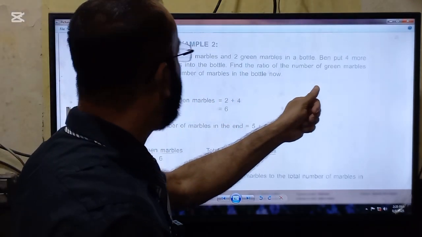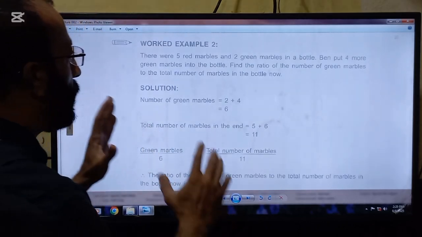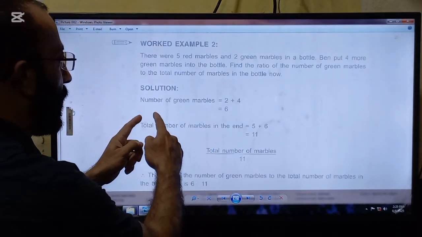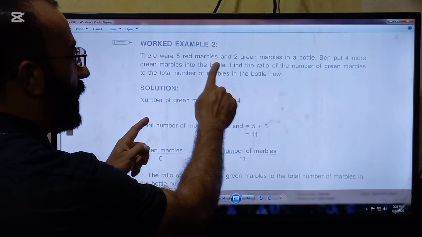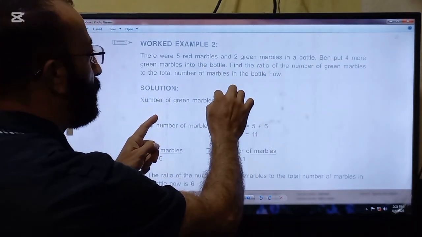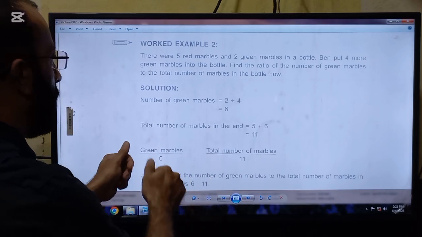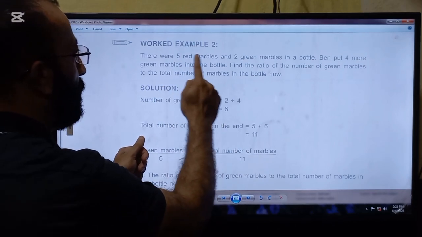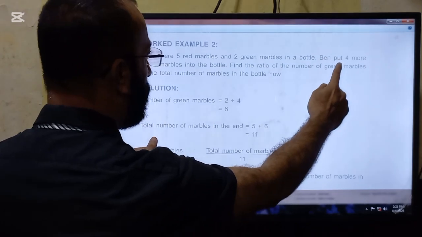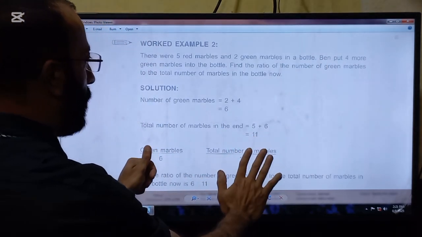Find the ratio of the number of the green marbles to the total number of the marbles in the bottle now. So the green marbles in the bottle are now 2 plus 4, that is 6, because 2 were already there and 4 more marbles were put into the bottle. So in total there are 6 green marbles now. And the total number of the marbles in the bottle now is 5 plus 2 plus 4. So that will be equal to 11 total marbles.